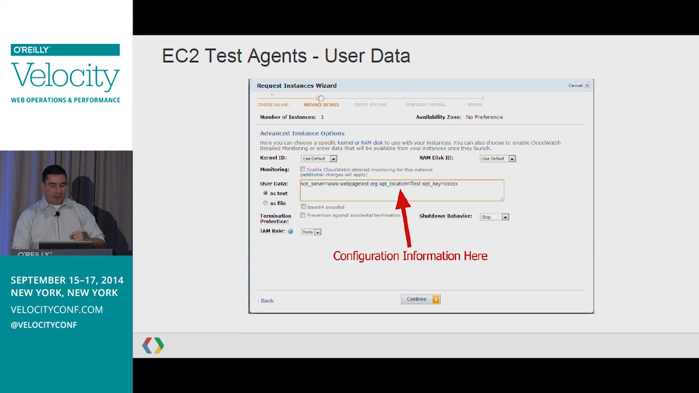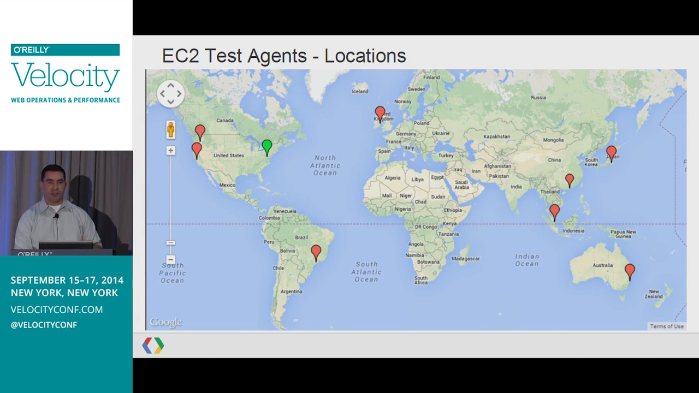And you just put in, either through the API, there's a way to do user data, or in the UI, this is actually a slightly old UI. We'll see the new one in a second. You just paste in the user data when you're launching the instance, and then usually within 5 minutes or so, you'll have a test location connecting into your server.